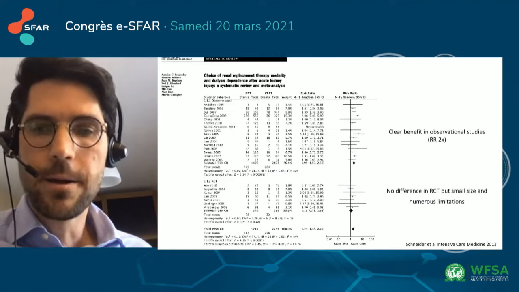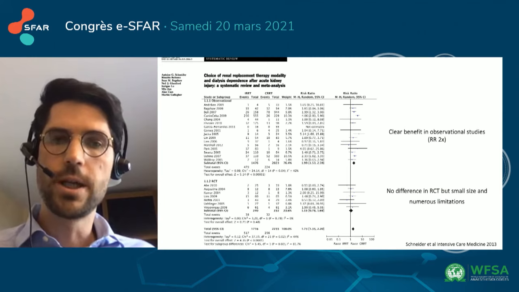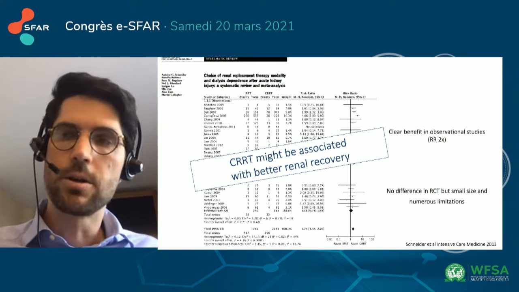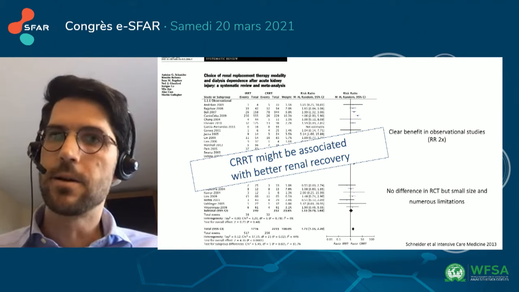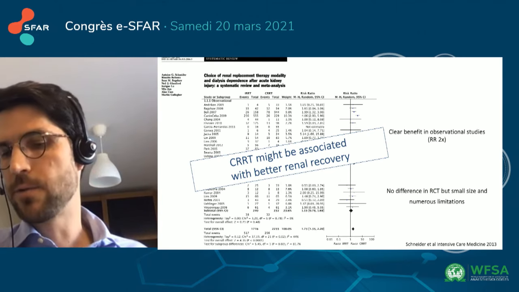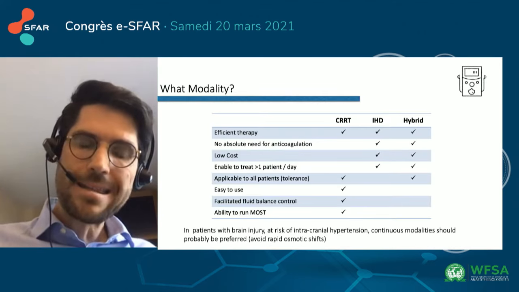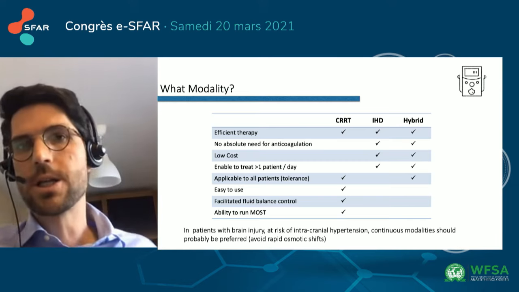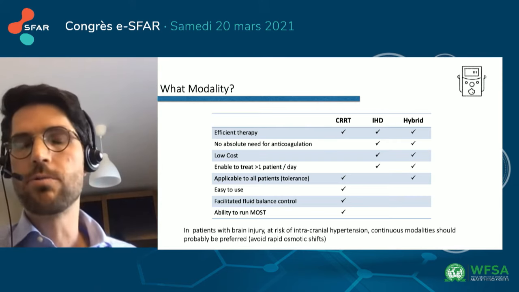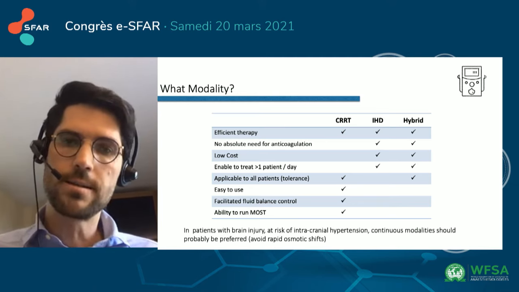There are some data, to which I contributed, suggesting that perhaps continuous modality could be associated with improved renal recovery. However, these data are largely relying on observational data, and again, the randomized control trials have never really shown more than a trend for benefit for continuous renal replacement therapy. Next slide. So I think today, and particularly in a period of hardship like the one we're living now, we're not in a period where we should fight, and we should rather consider the pros and cons of both modalities. And I try to summarize them on this slide.